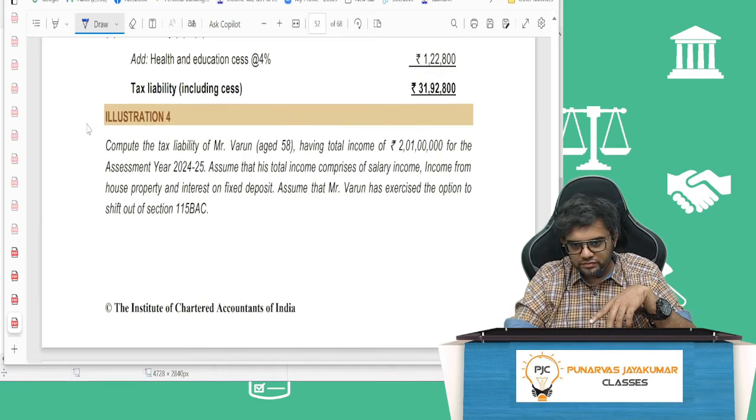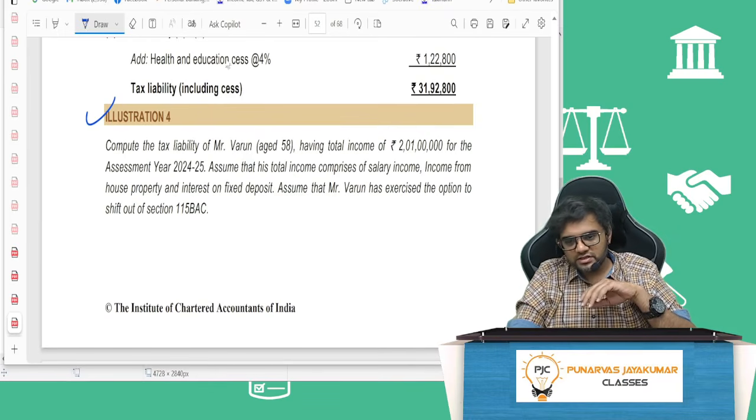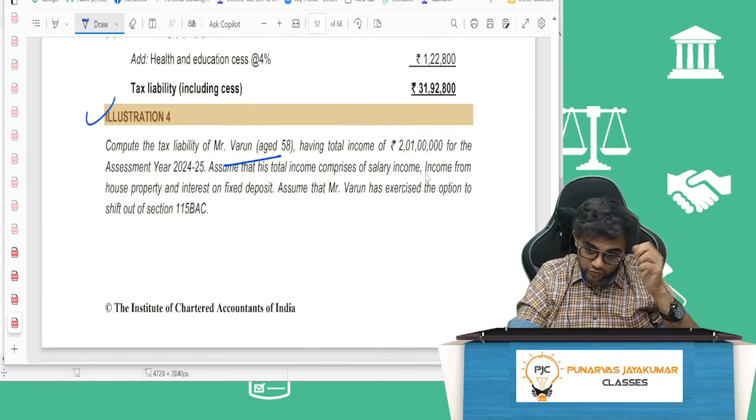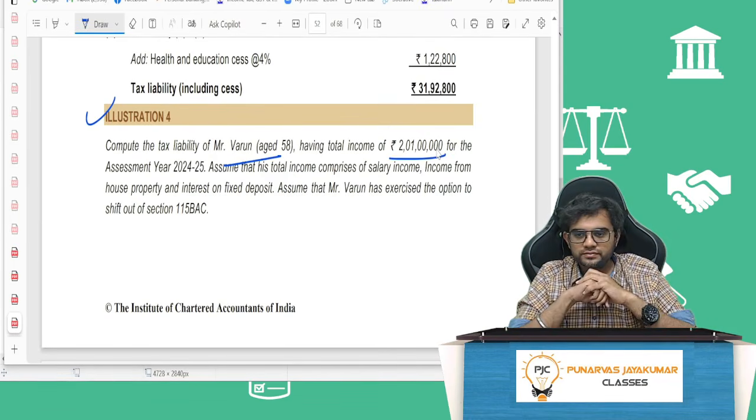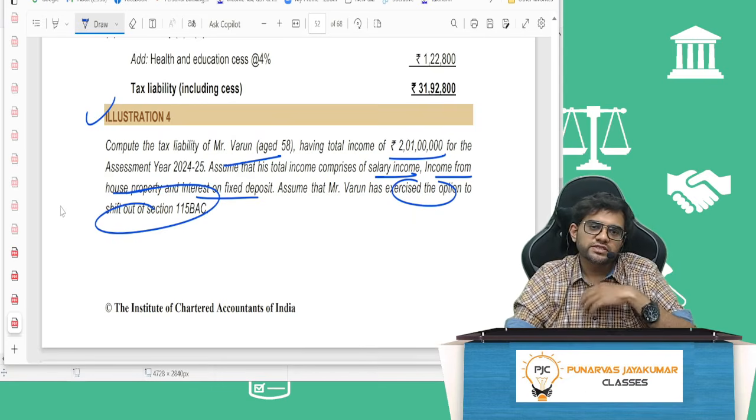Illustration 4. Compute the tax liability of Mr. Varun, age 58 years, having total income of 2 crore 1 lakh, for the assessment year 24-25. Assume that his total income comprised of salary, income from house property, interest on fixed deposits. Assume that he has exercised the option to shift out of 115BAC, old regime. 2 crore 1 lakh is the earning. How much is the surcharge?